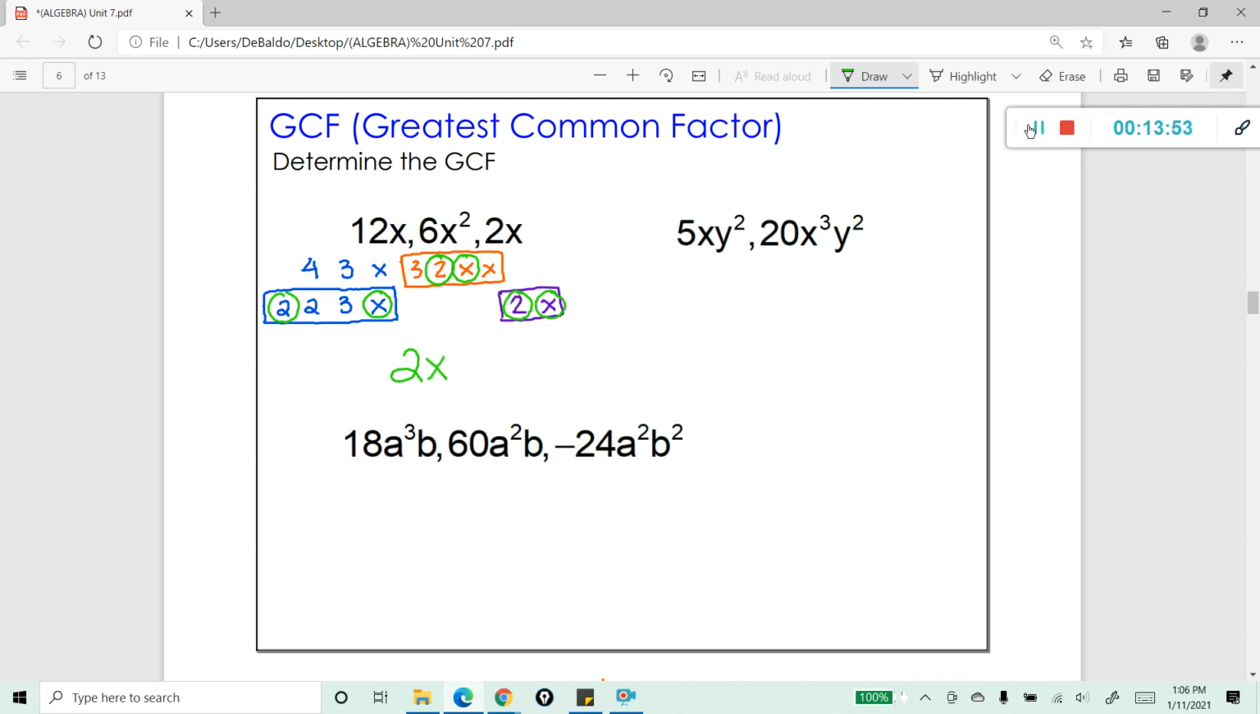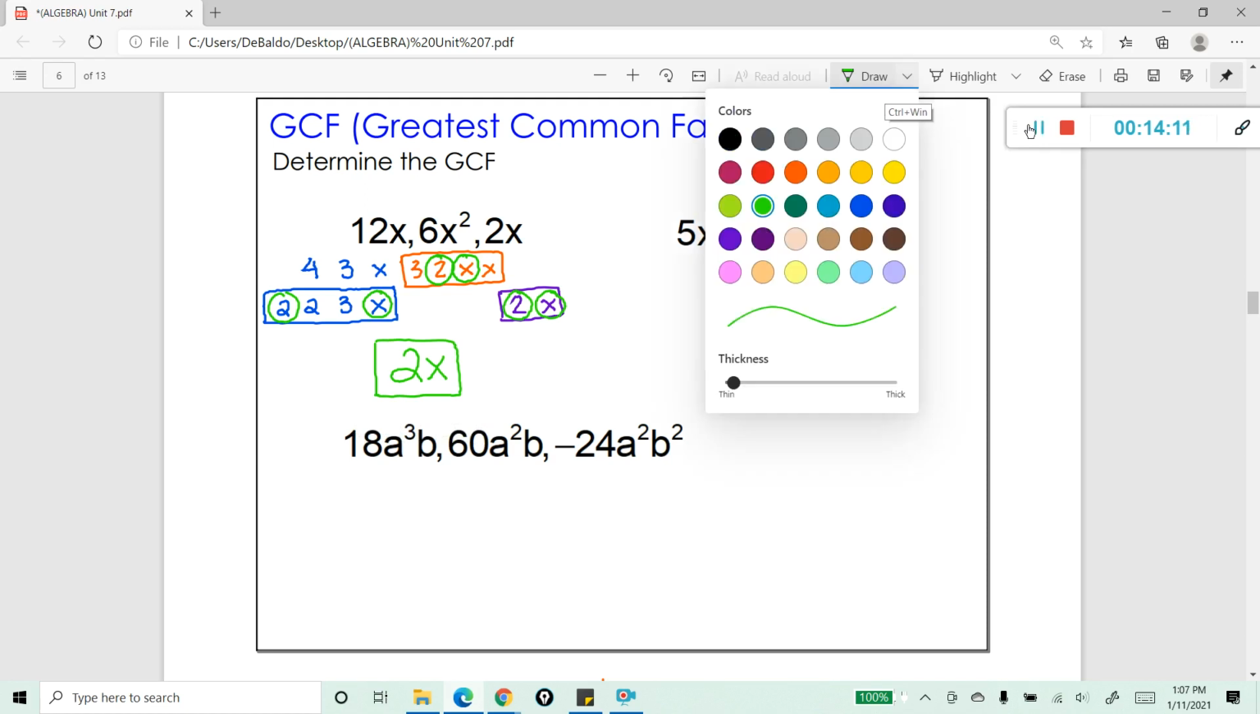And you might be wondering, well, the orange one has another x in it. Yes, but the blue and the purple do not, so it's not common within all 3. It has to occur in all 3 of the items to be a greatest common factor. Now, you don't need to break these all down each time unless you want to, but let's go ahead and take a look at this next one.